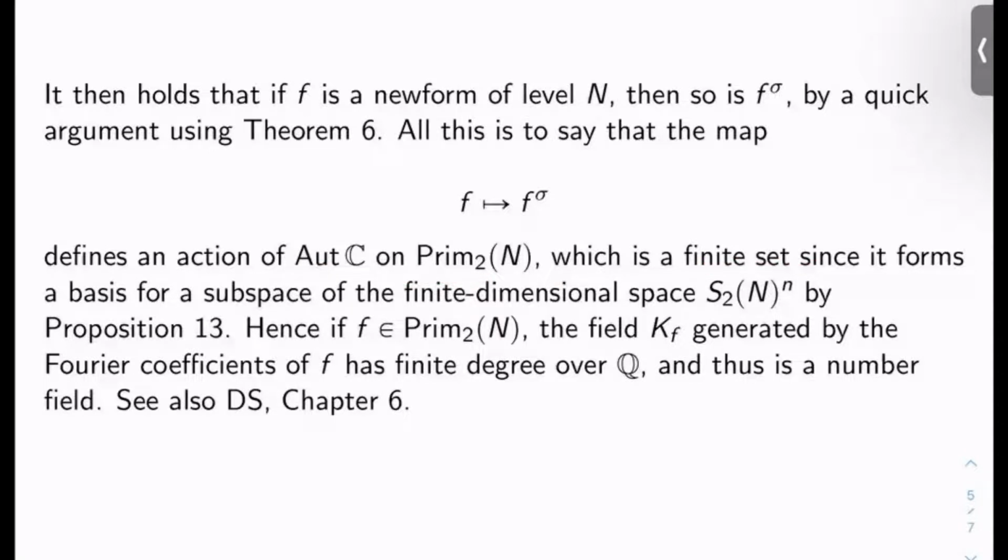So S_2(n) new, we know is finite dimensional and has a basis of primitive forms. That was a proposition we had. Well, if it's a finite dimensional space, then all of its bases are finite. That's what's going on here. So we have an action of Aut(C) on a finite set, Prim_2(n). So that means if f is in Prim_2(n), the field, which we'll call K_f, which is Q adjoin all the Fourier coefficients of f, has finite degree over Q because of this finiteness of this set. And so it's a number field.